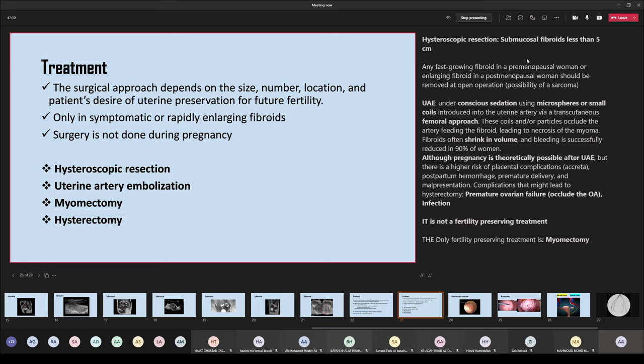The only fertility preserving treatment is a myomectomy. We usually reserve myomectomy for young female patients that have the intention of future pregnancies. And if during the myomectomy we reached or manipulated the endometrial cavity, future pregnancies should be delivered by cesarean. Our last option is a hysterectomy.